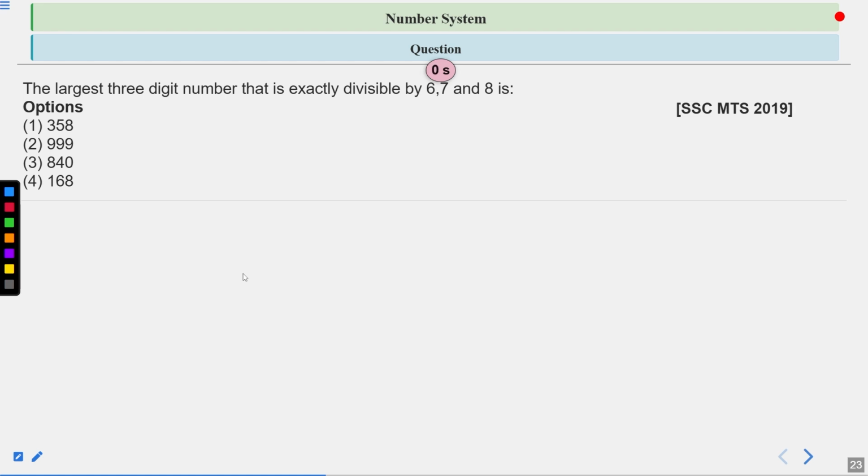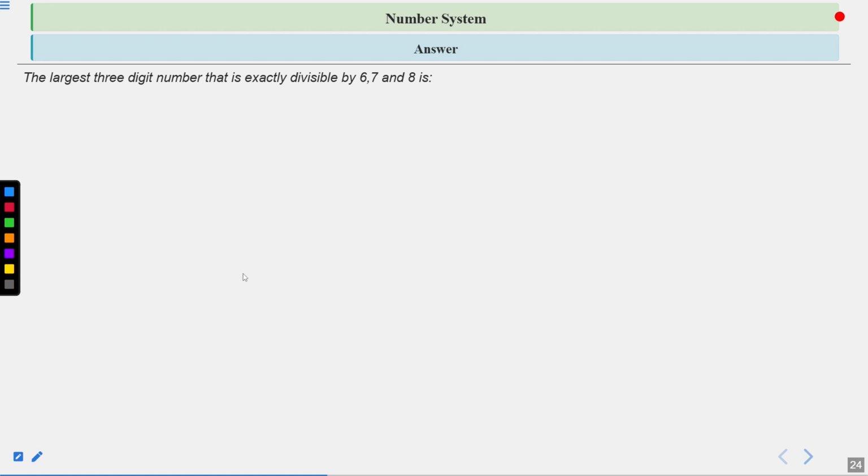Now time's up. Let's see the solution of this question. The largest 3-digit number that is exactly divisible by 6, 7 and 8. So we just apply the divisibility rule. The correct answer of this question is the third one, which is 840. Now see the detailed solution using concept 1.3 in this question.